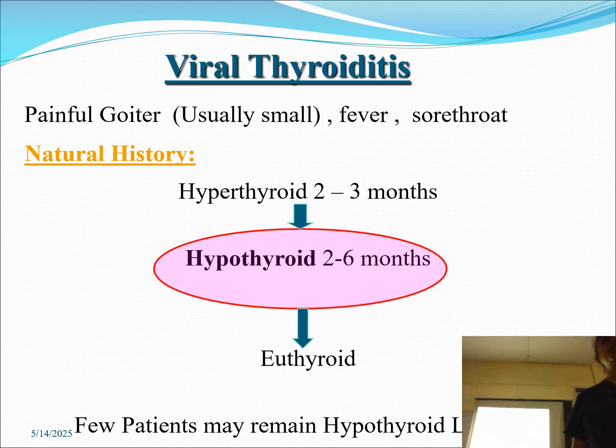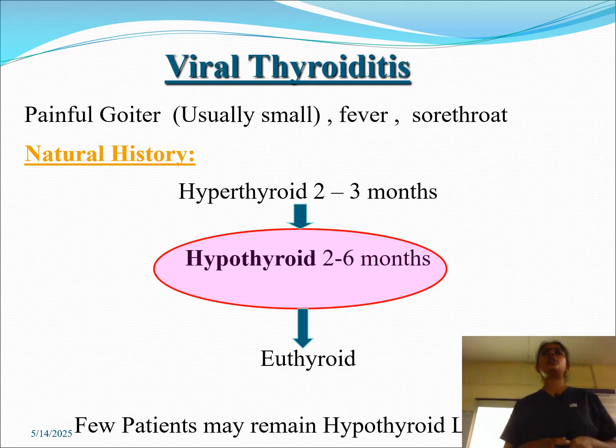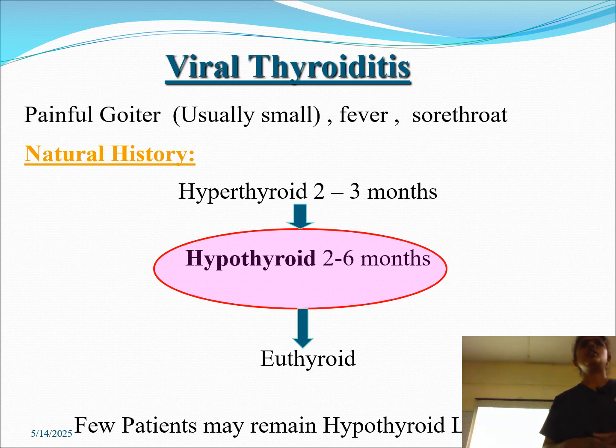What is viral thyroiditis? The common presentation you see is a painful goiter, usually small, along with fever and sore throat. Initially you see hyperthyroidism due to inflammation of the thyroid gland. You see hyperthyroidism for 2 to 3 months, and then hypothyroidism, where the thyroid won't work, for 2 to 6 months. Then you can see euthyroidism.